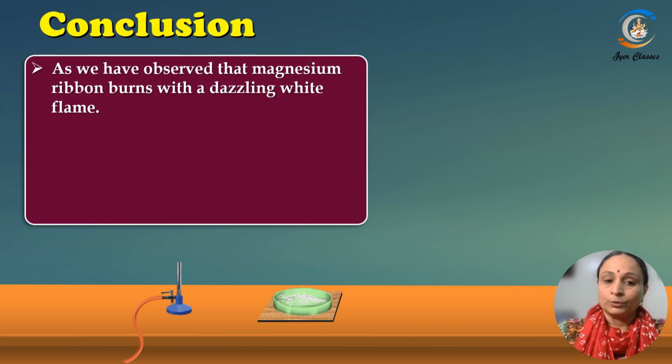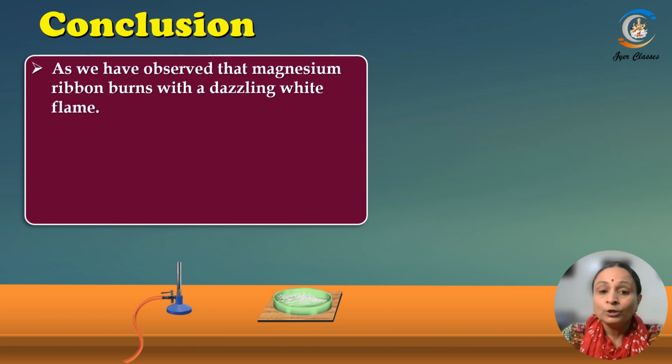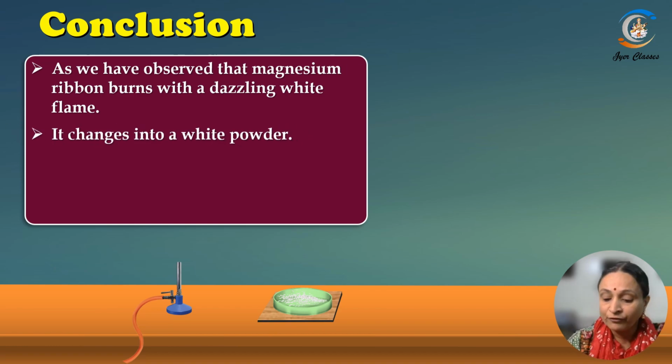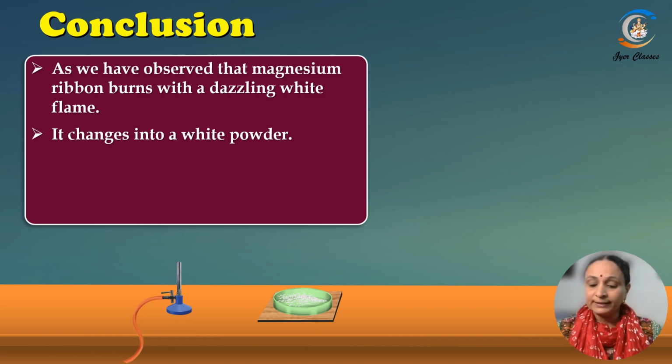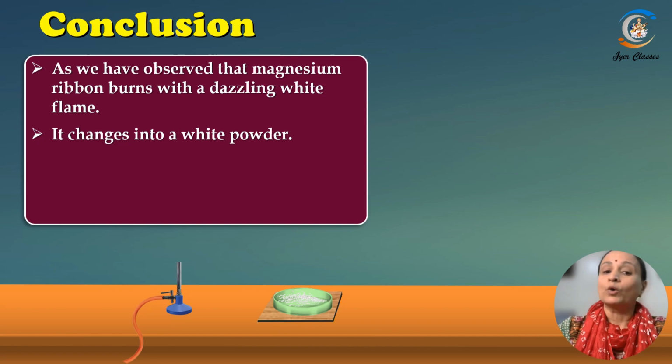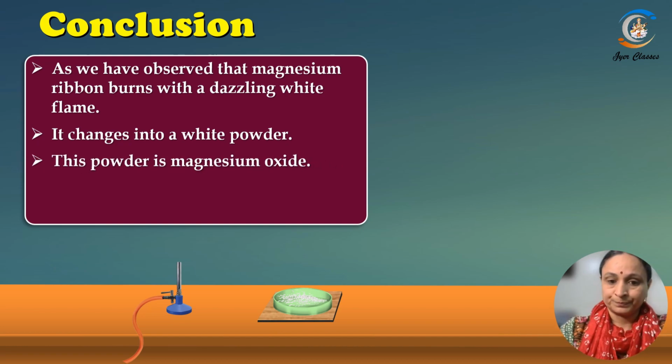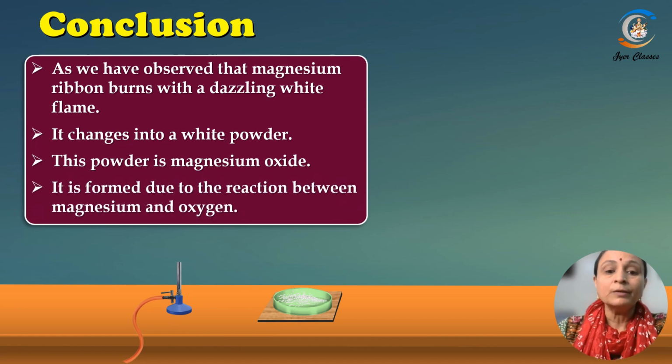ठीक है. चलो, तो हमने क्या कंक्लूड किया कि मैग्नीशियम रिबन जब जलता है तो it burns with a white dazzling flame, and it also changes into a white powder. It was a ribbon which converted into the powder. This is what has happened in this activity that we saw just now. So this powder, क्या था वो? This powder was magnesium oxide, right? A new substance is formed. Magnesium is burning in air to give you magnesium oxide.